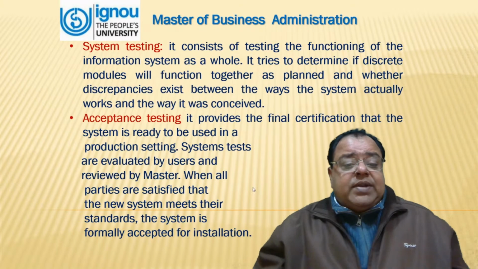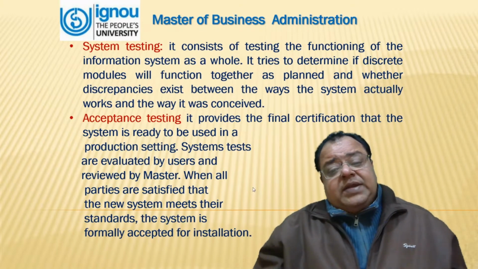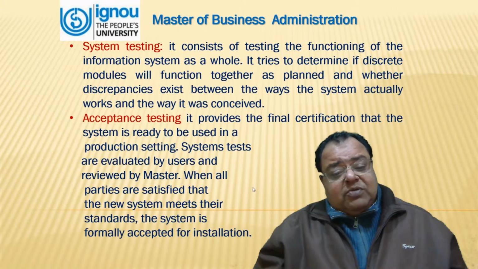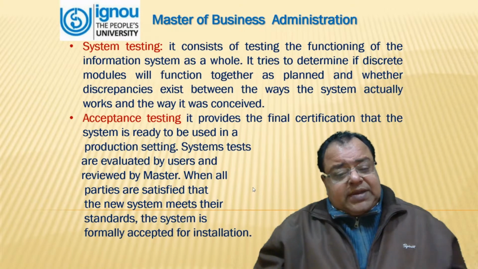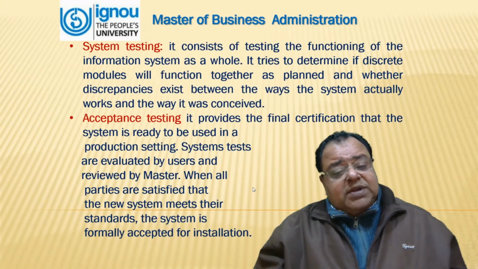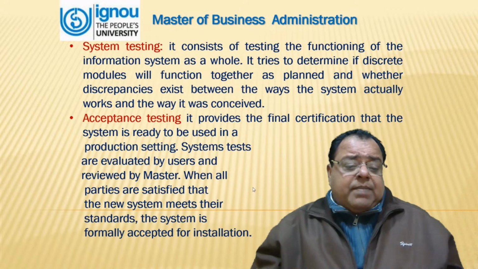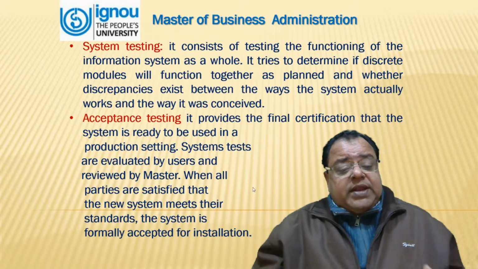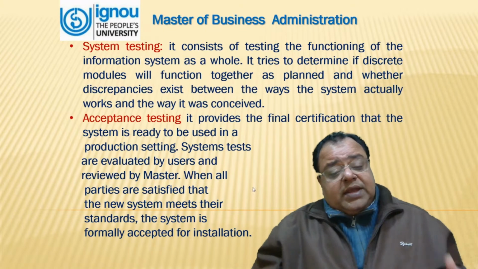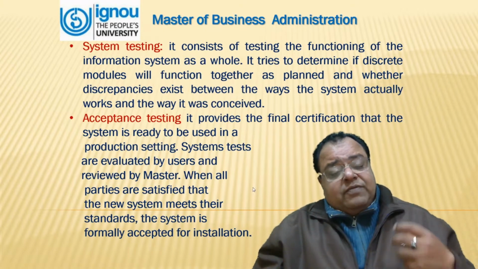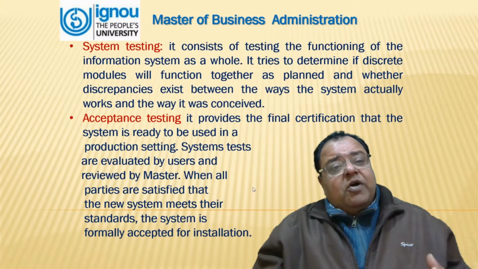The third one is acceptance testing. It provides the final certification that the system is ready to be used in a production setting. System tests are evaluated by users and reviewed by managers. When all the parties are satisfied that the new system meets their standards, the system is formally accepted for installation.